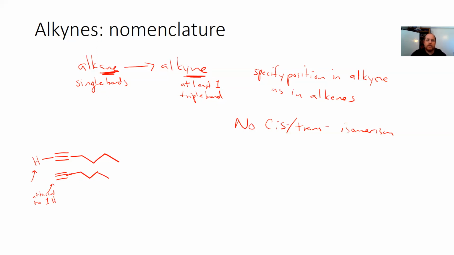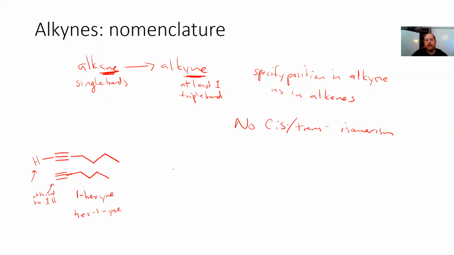So again, this has 1, 2, 3, 4, 5, 6. So this is an example of either 1-hexyne or hex-1-yne. And that might be more important if you have a bunch of other things bonded to this carbon chain. So you can do it either way, and it's really an acceptable way of writing that name, okay?